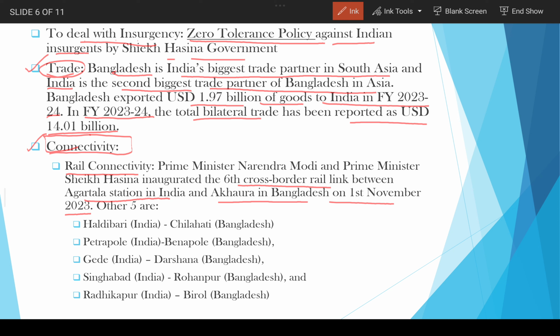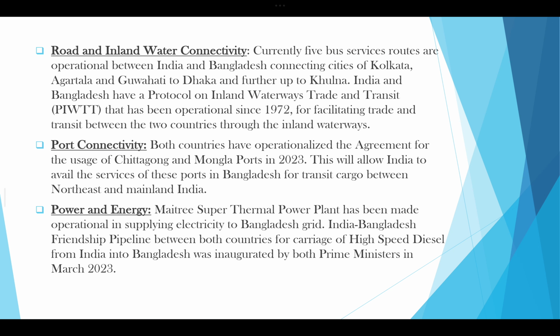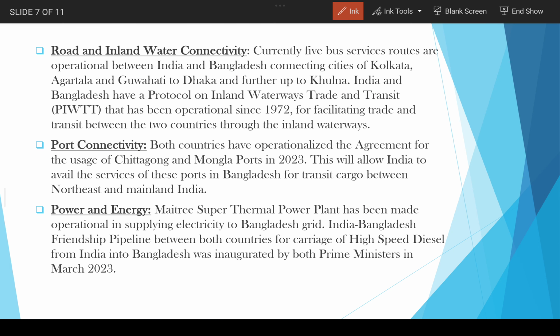These are Haldibari, India to Chilahati in Bangladesh, Petrapol in India to Benapol in Bangladesh, Gede in India to Darshana in Bangladesh, Singhabad in India to Rohanpur in Bangladesh, Radhikapur in India to Birol in Bangladesh. I'm sorry if I am pronouncing it wrong, but yes, these are the 5 other rail links which have been operationalized. Okay, then comes the road and inland water connectivity.